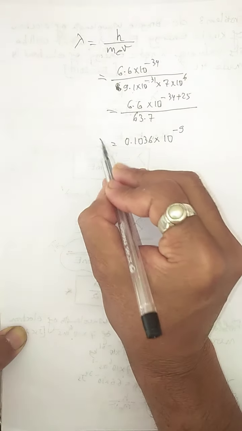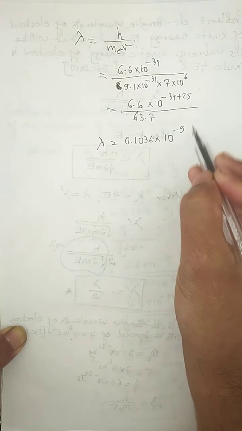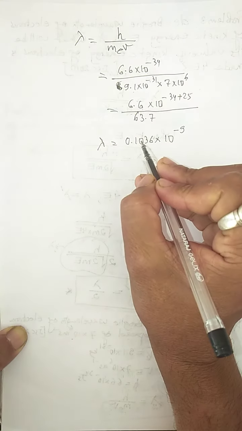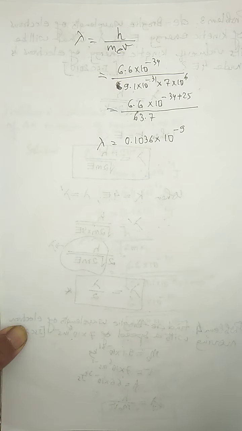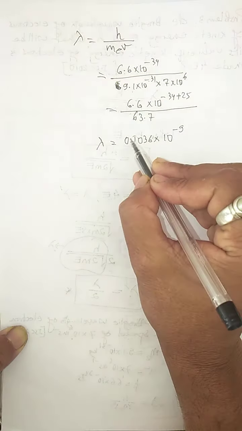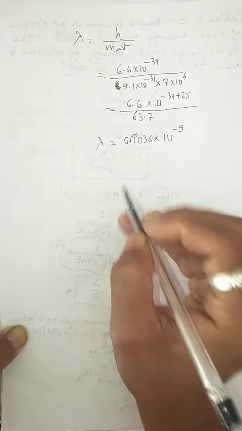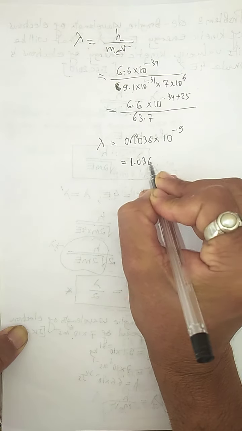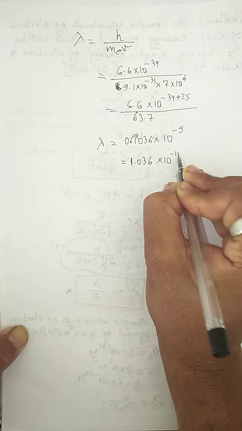But this wavelength, as you can see, is in the power of 10 minus 9. I write it in 10 minus 10. So what I do, I write this wavelength in Angstrom also. I shift this decimal by 1 decimal place. It will be 1.036 into 10 minus 10 meter.